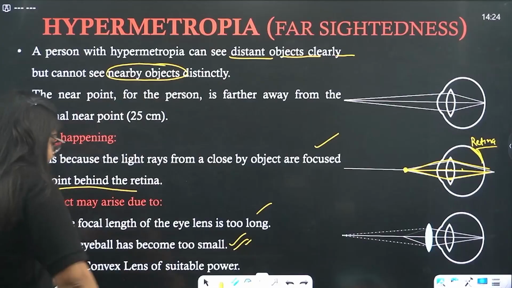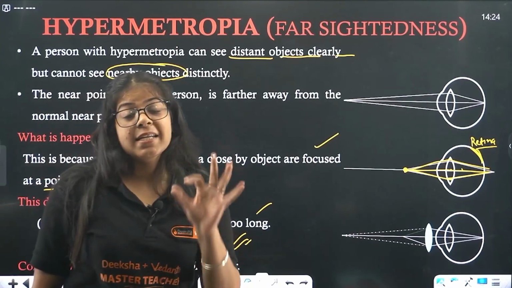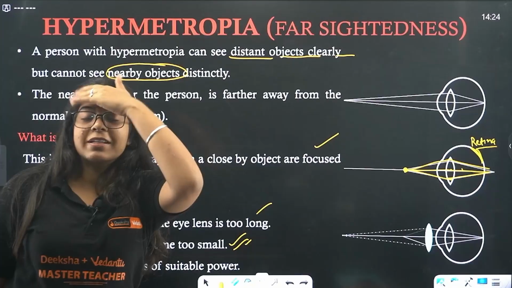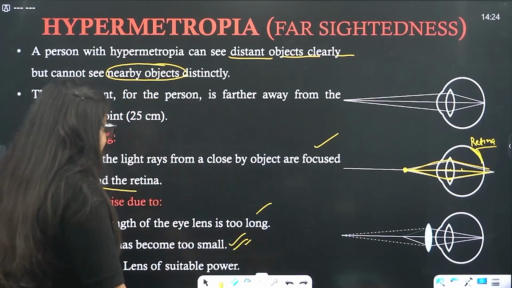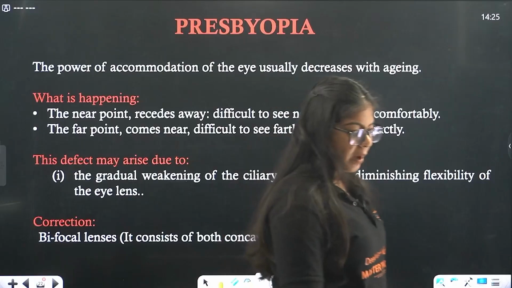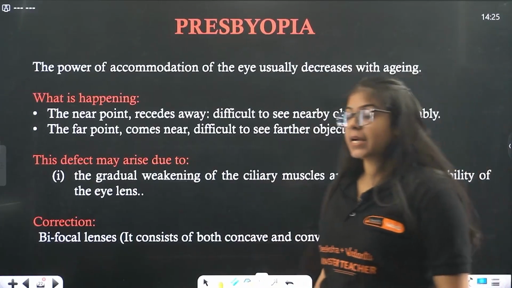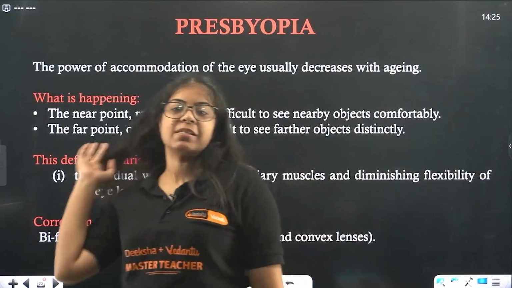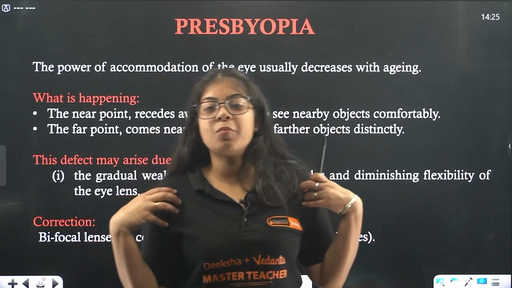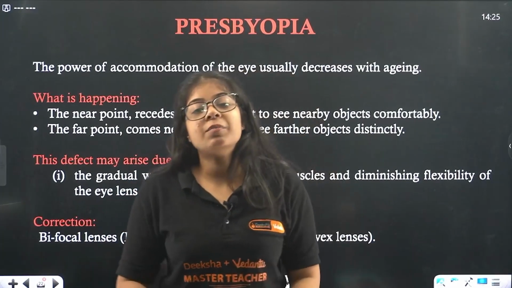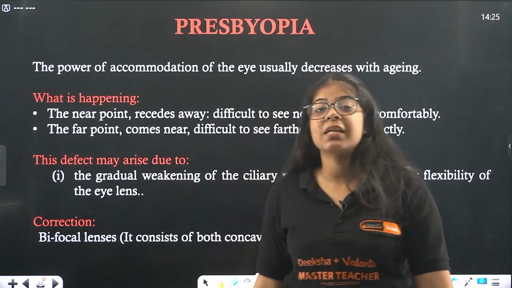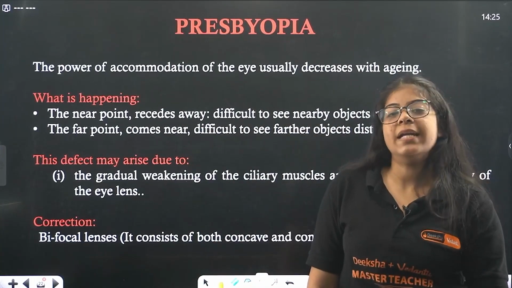But before that, there is a third defect, that is presbyopia. Now I told you, remember in the starting, talking about ciliary muscles. Now as we grow old, all the muscles in our body get weak, right? Similarly, ciliary muscles in our body also get weak.